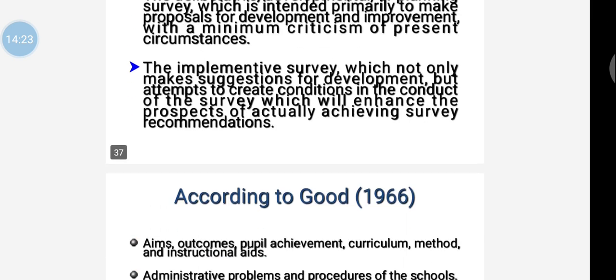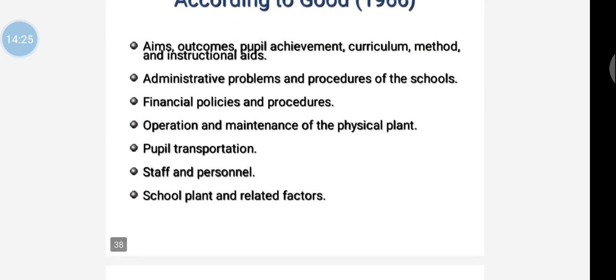Then, according to Good, in the year 1966: aims, outcomes, pupil achievement, curriculum, method, and instructional aids, administrative problems and procedures of the schools, financial policies and procedures, operation and maintenance of the physical plant, pupil transportation, staff and personnel, school plan, and related factors.